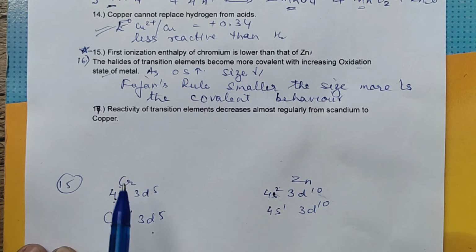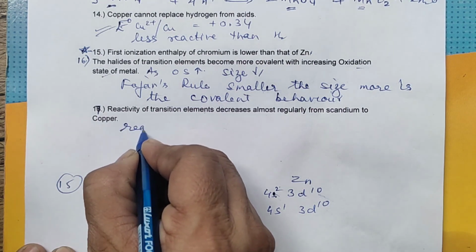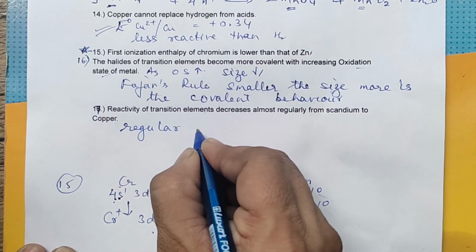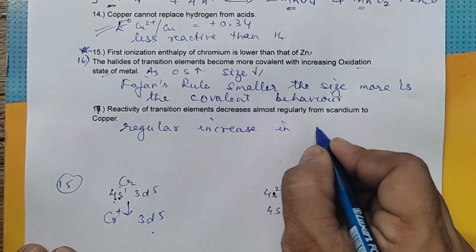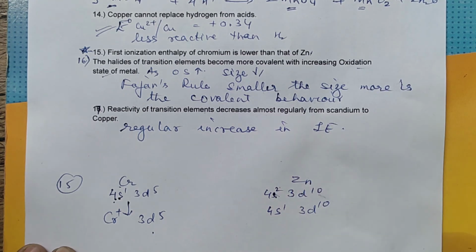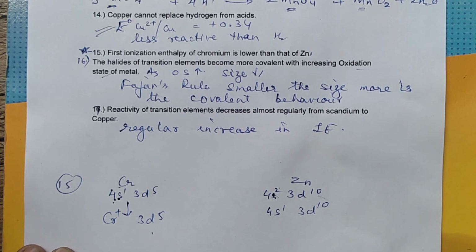Next, it says the reactivity of the transition elements decreases almost regularly from scandium to copper. So what you will write in this is because of the regular increase in ionization energy. The lesser the ionization energy, the more the reactivity. So as ionization energy is increasing across, therefore the reactivity will be decreasing.